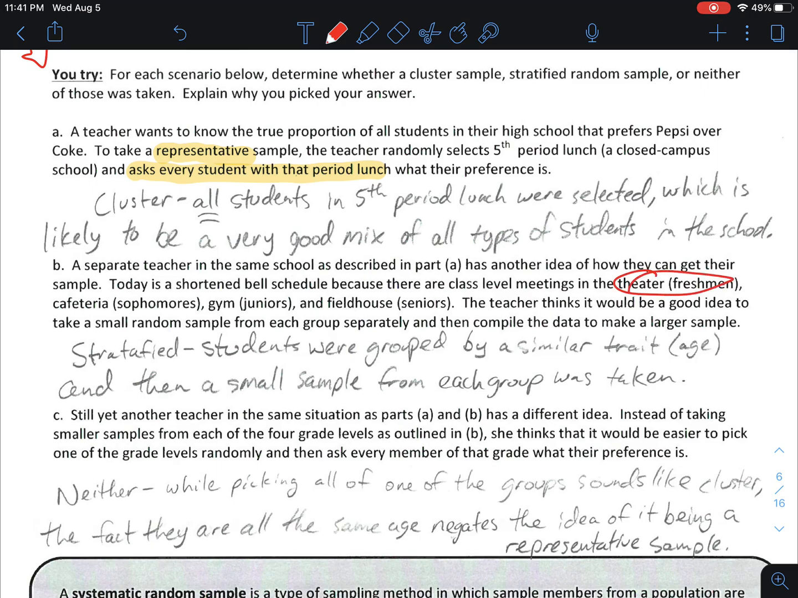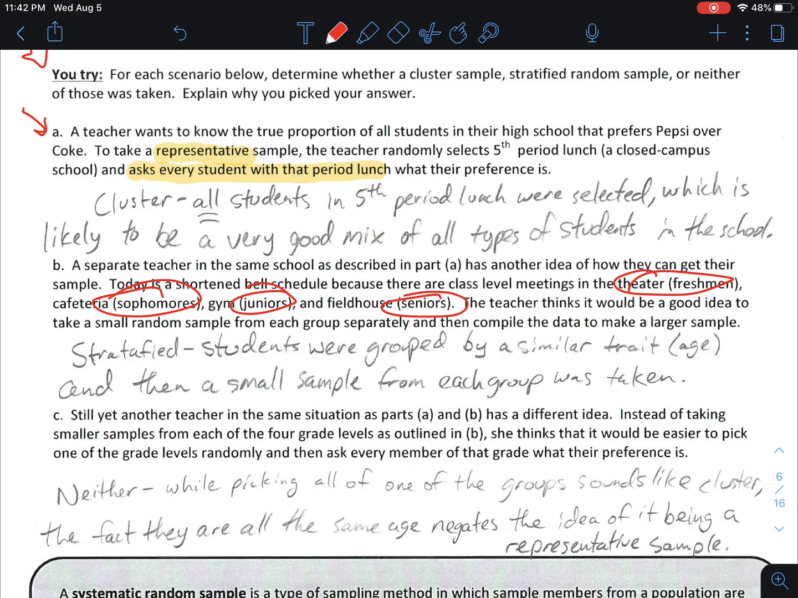You're separating them by a similar trait, and that similar trait in this case is age, okay? Now, we don't know if necessarily they all think the same in terms of this question, but you are grouping them in terms of a similar quality that might affect the answer, right? So they are grouped similarly, even though their answers might not be the same. This is definitely grouping in terms of stratified, that you're going to get a few freshmen in your response, a few sophomores, a few juniors, a few seniors.